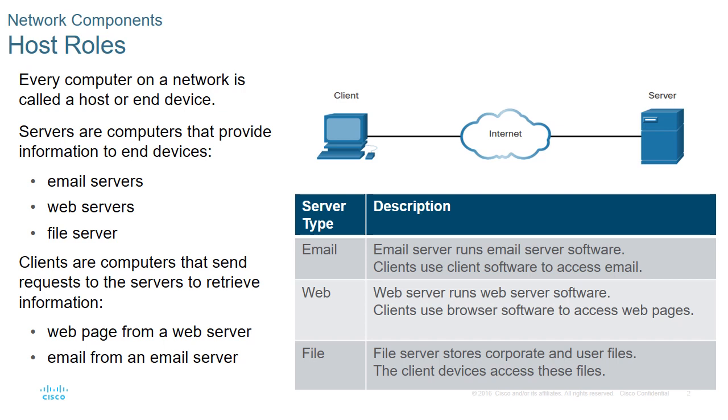Okay. Now we move to the client part. So what is a client? The clients are the computers that send the request to the server and retrieve the information from the server. For example, a web client accesses the web page from the web server. An email client accesses the email from the email server. A file client accesses the files from the file server. If you see here, there are different types of servers, and the description of each of the servers is given here.